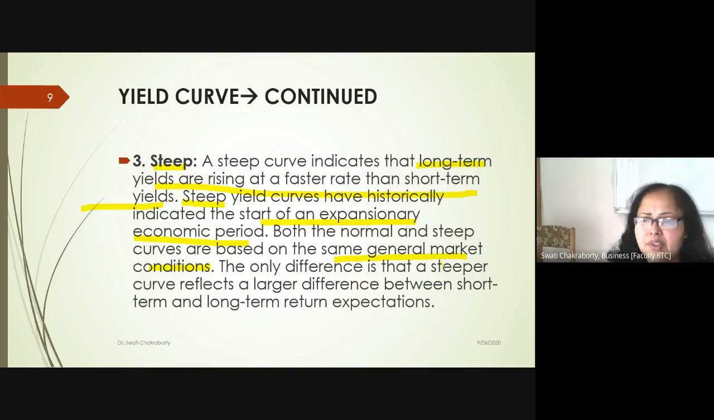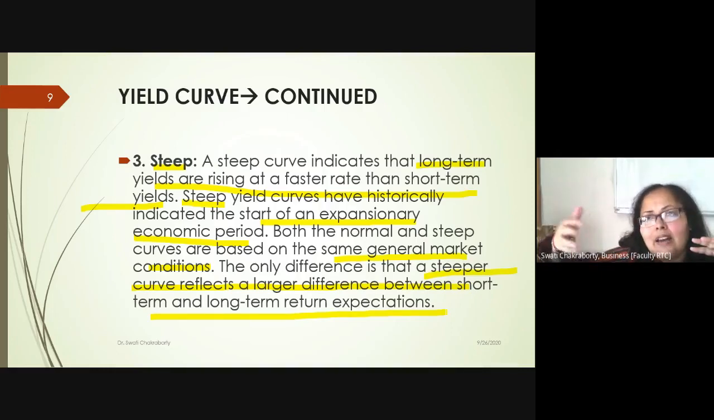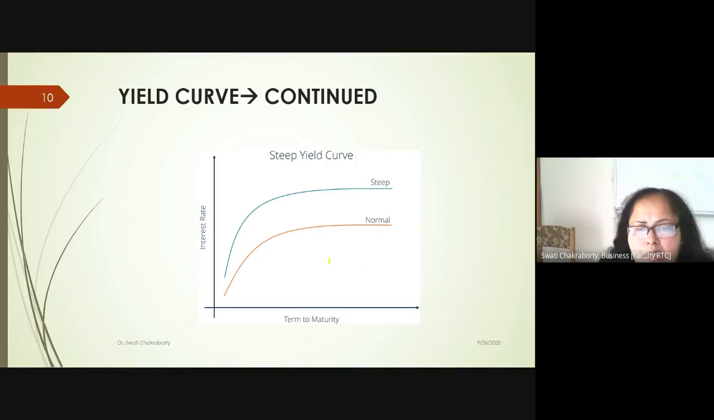But the only difference is that when we talk of a steeper curve, it reflects a larger difference between short-term and long-term expectations, right? A normal curve also shows that long-term expectations give higher yields. But when you have a steep curve, the difference between short-term returns and long-term returns is much higher. That's the difference. See this? This is a normal curve, and a steep curve is much steeper. So the difference between the long-term and short-term yields is much higher.